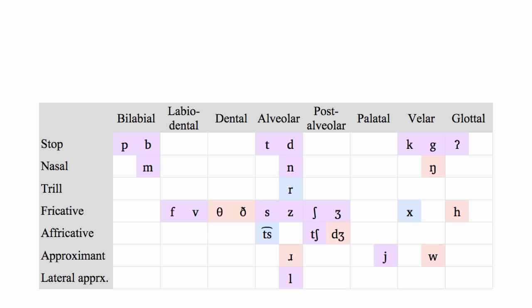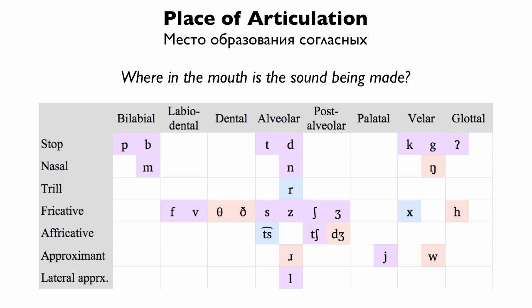In the previous video, we learned that the IPA chart tells us three pieces of information about each sound: place, manner, and voicing. In this video, we're going to look at place of articulation. Place of articulation answers the question, where in the mouth is the sound being made? Along the top of the chart, we see the different places of articulation: bilabial, labiodental, dental, alveolar, postalveolar, palatal, velar, and glottal.